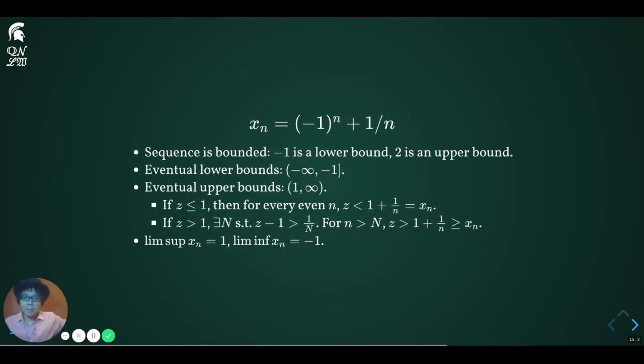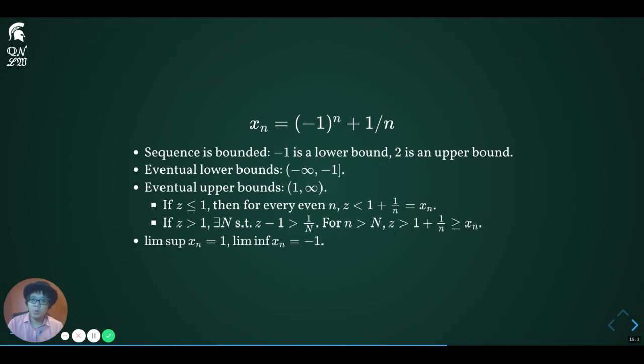Next, we look at x_n being (minus 1) to the nth power plus 1 over n. This sequence is bounded. Since 1 over n is positive, and (minus 1) to the nth power is at least minus 1, we see that minus 1 is a lower bound of the sequence. Since 1 over n is no more than 1 and (minus 1) to the nth power is also no more than 1, we see that 2 is an upper bound.